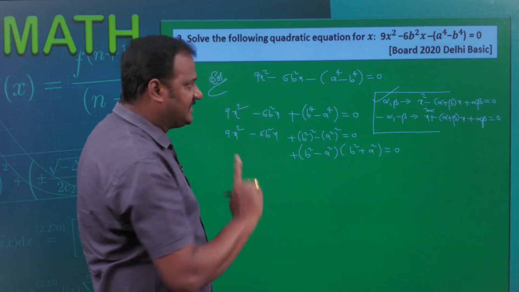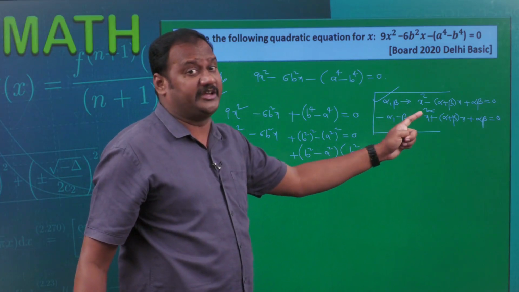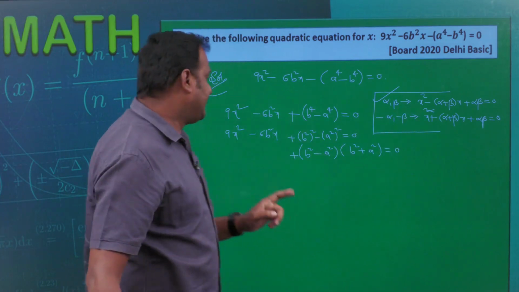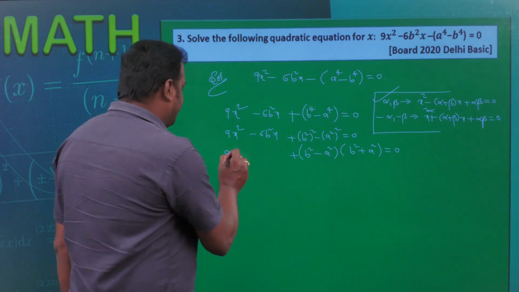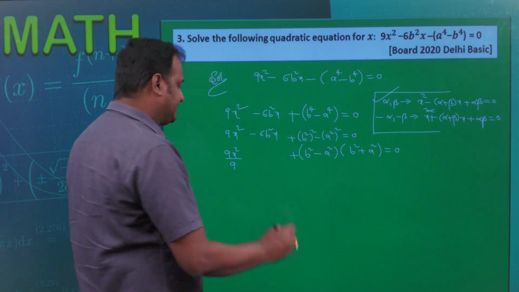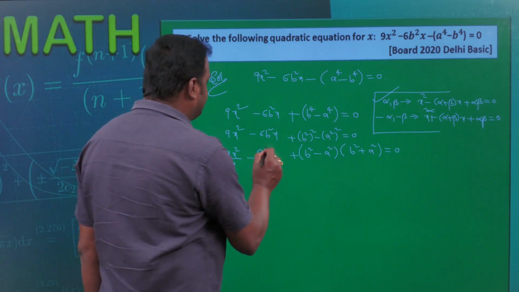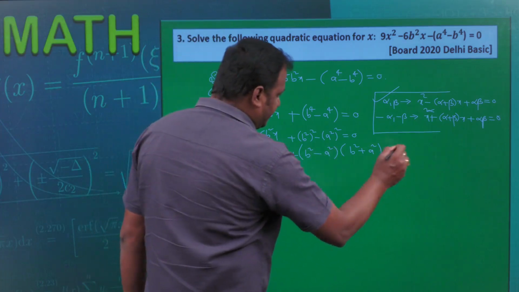But see, the sign of the x square is positive as well as the coefficient. The leading coefficient is going to be 1. But here the leading coefficient is 9. So I would like to divide every single term of this quadratic equation by 9. So 9x square by 9 minus 6b square x divided by 9. This whole thing divided by 9, right?